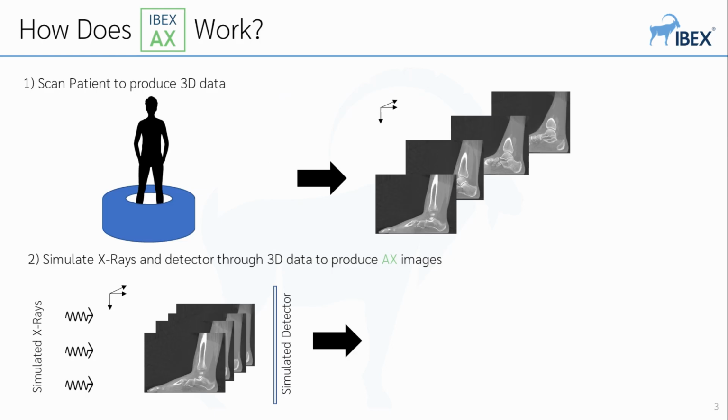Let's now take a high-level look at exactly how AX works. This can essentially be broken into 2 distinct steps. The first is the collection of 3D volumetric data as shown at the top of this slide. Next, we take this 3D data and we place a virtual X-ray source and detector system around it to produce DR-like images. And of course, these X-rays are simulated without the scatter effects to produce the most noise-free AX images possible.